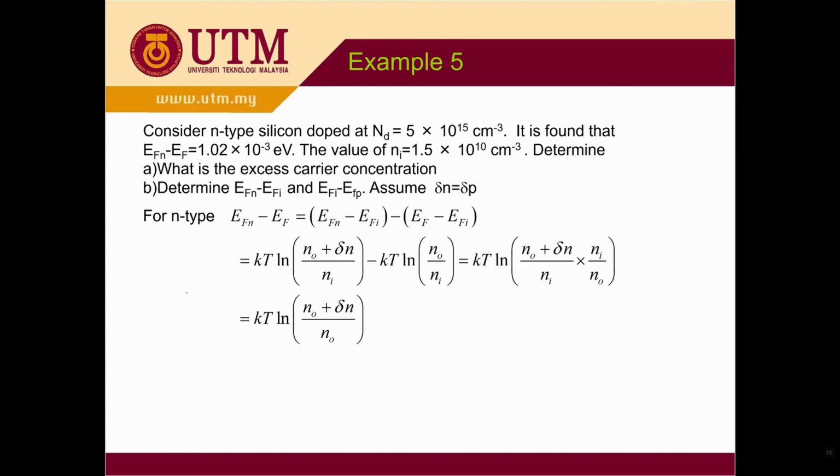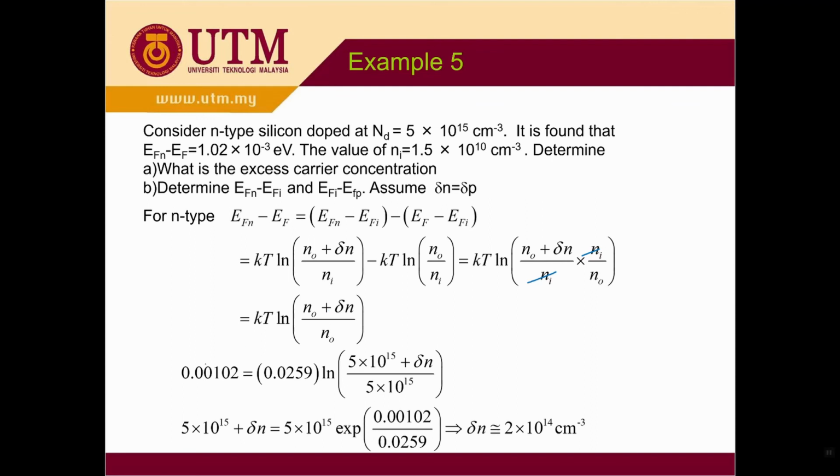Move on to the next one. For N-type, write back the same equation, and then put all the equations around here. If you get this equation in ln, if you minus them, it means you can do an inverse and multiply them. This is what you get here. Then this cancels out, and you get this equation. You just calculate left hand side, right hand side, move them around, and in the end you get delta N, and delta N is equal to delta P.